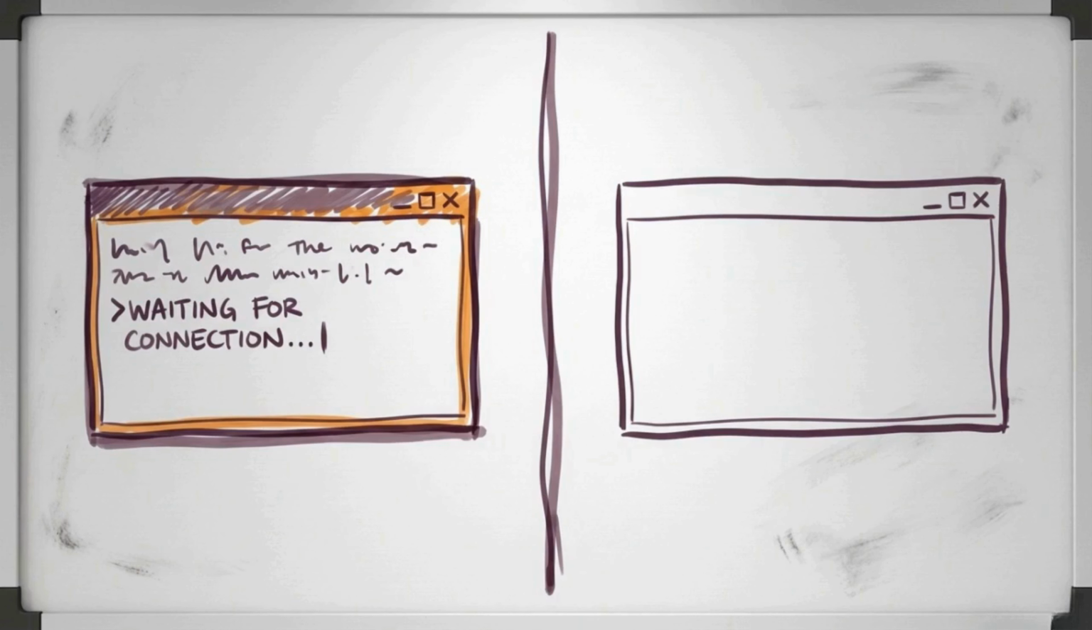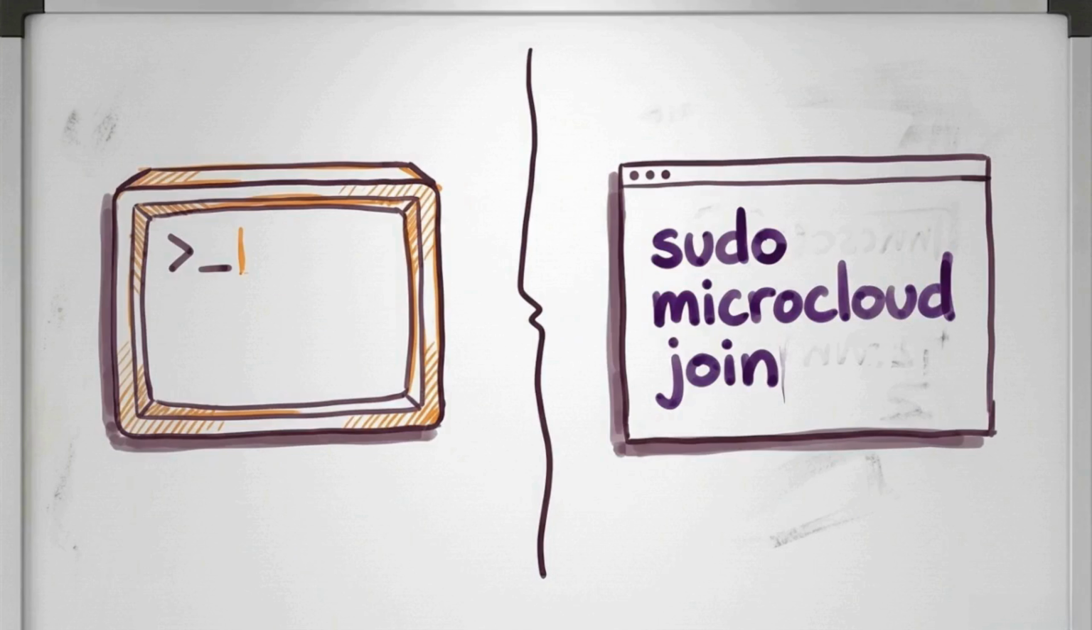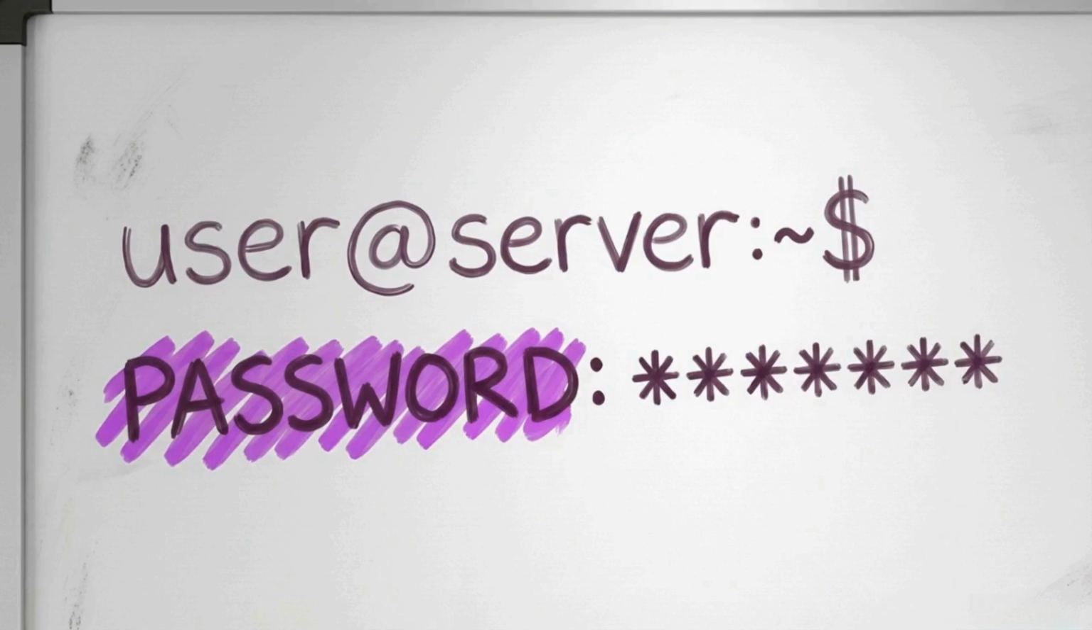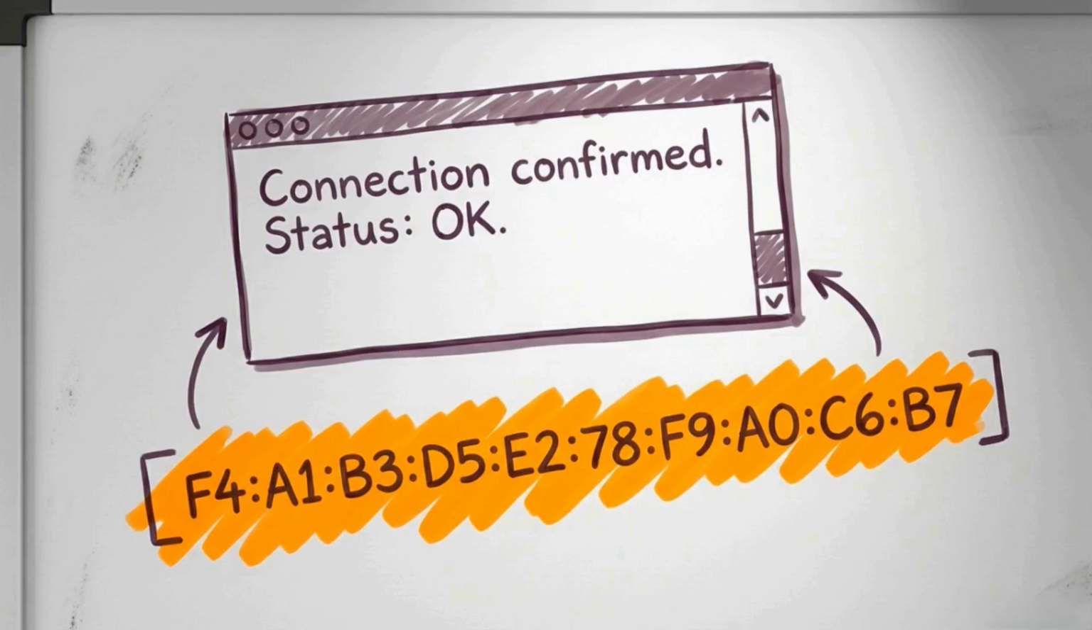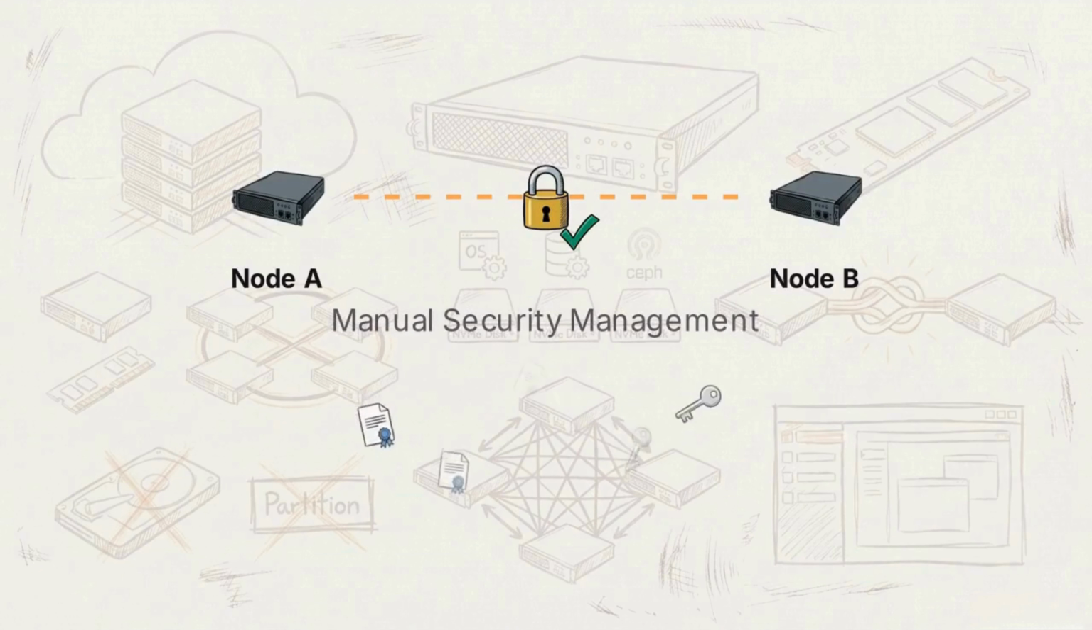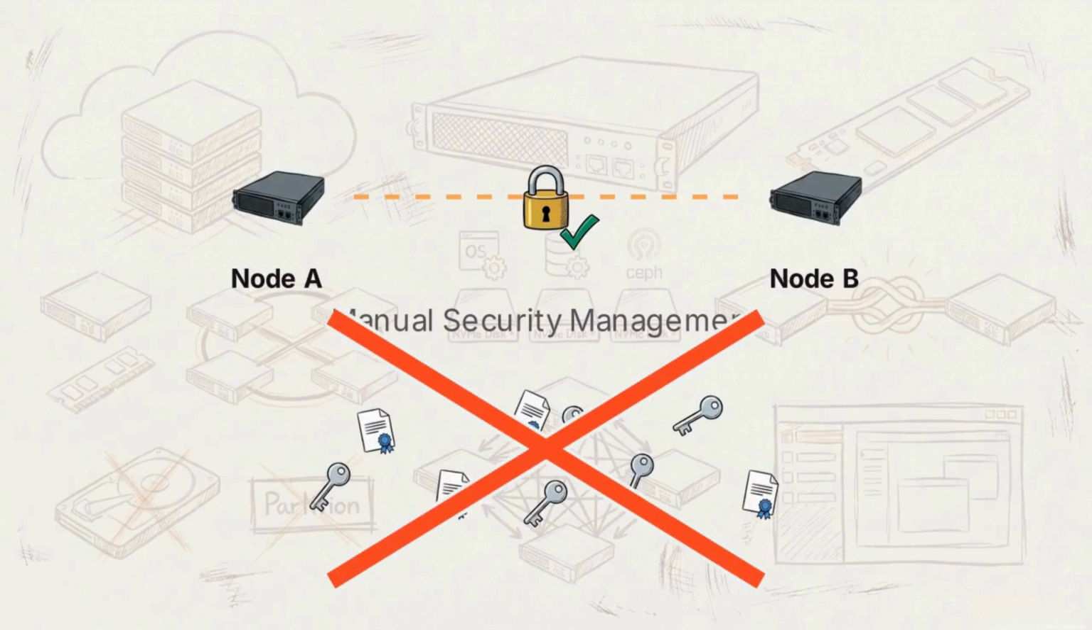Leave it running. Open new SSH sessions into your secondary nodes and run the command sudo microcloud join. On each secondary node, select the corresponding internal IP address. Enter the passphrase generated by the initiator and verify that the unique fingerprint matches what you see on the primary screen. This simultaneous handshake automates the distribution of trust between nodes. It removes the need for manual SSL certificate management and private key distribution across the cluster.